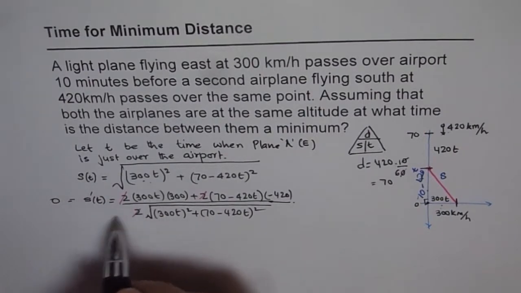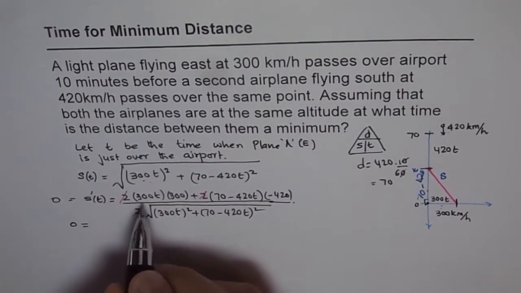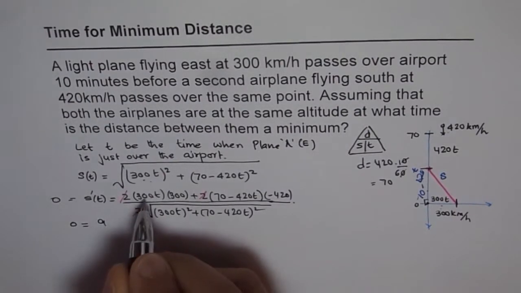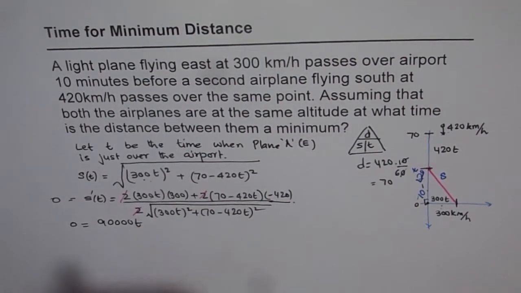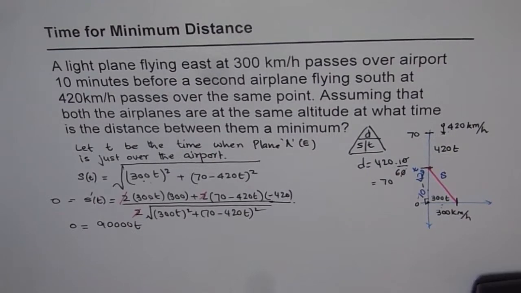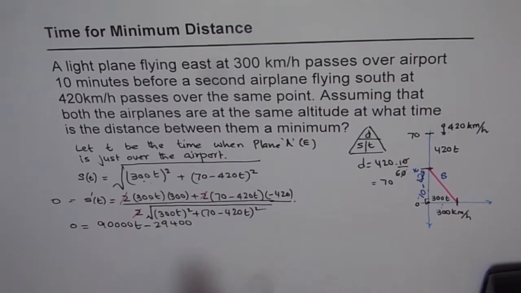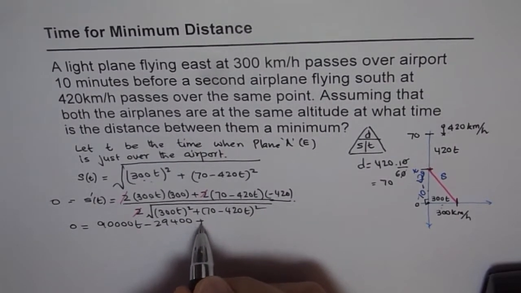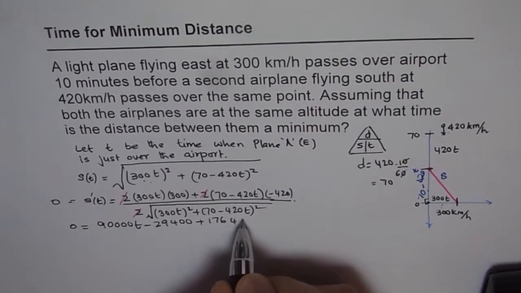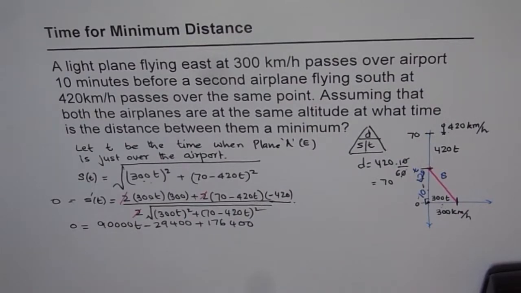So I get here 0 equals 2. So we can write 300 times 300 is 90,000, and 40t. And then, let me use the calculator, we have 70 times 420 with a negative sign. So let me write the sign first. And then we have 70 times 420, that is equal to 29,400. And then we have 420 times 420, that is equal to 176,400. And that becomes positive, right? So these are the terms which we get here.